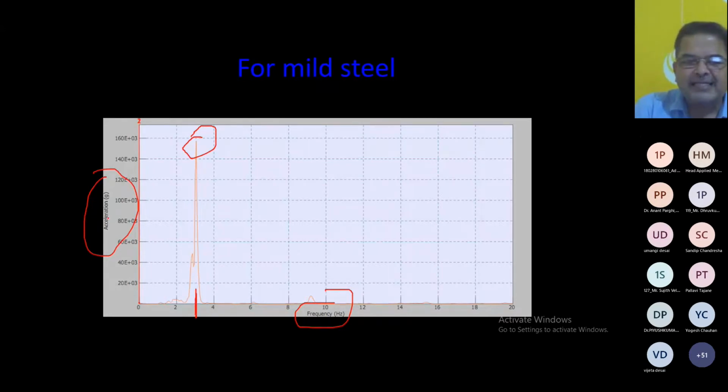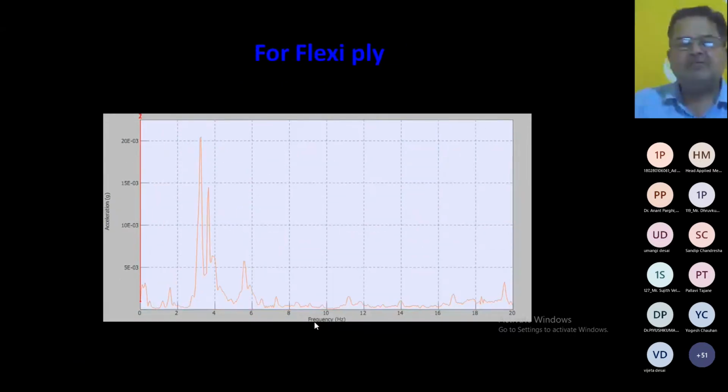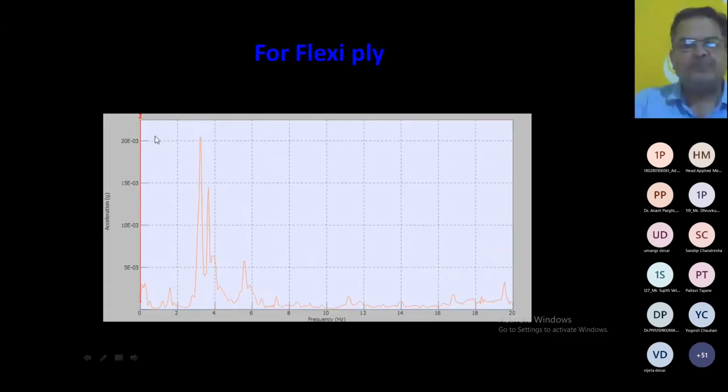Now this will tell you the frequency of this system, right? This is the curve of acceleration versus frequency. So at resonance you get this peak response, and you get the corresponding frequency, right? This is what we performed. In the same way we performed the test on the stainless steel model and the flexi ply model. You can understand, you get a single spike because it is a single degree of freedom system, right?